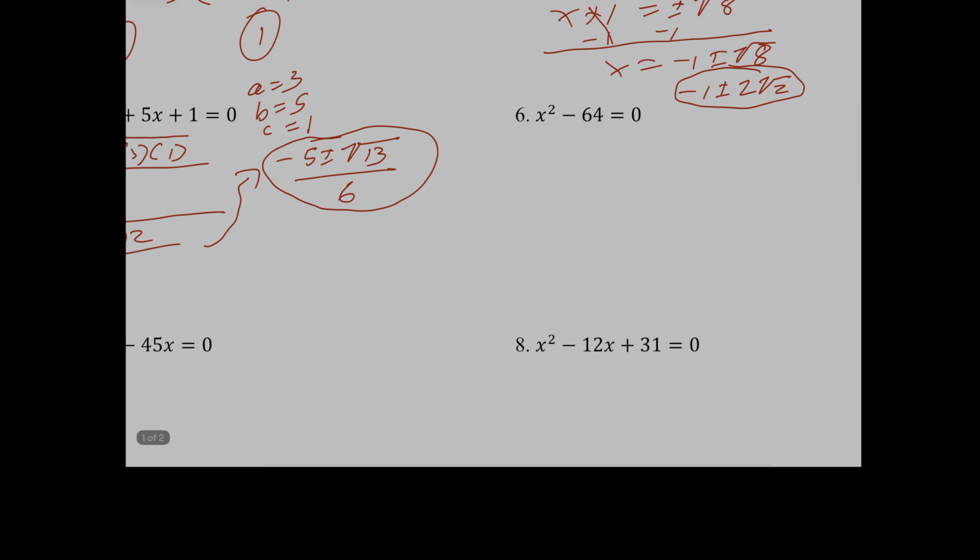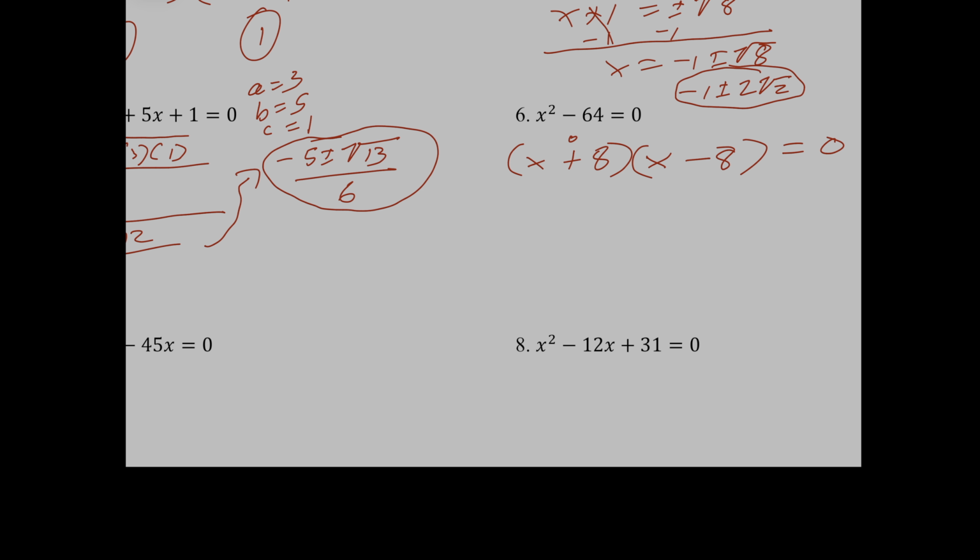Let's go on to number 6. X squared minus 64. Love it. Perfect square minus a perfect square. You guys will love it when you run into these, okay? Hopefully you start recognizing these. Boom, boom. Signs have to be different, okay? And that's the rule. That's the special case of how to factor those.